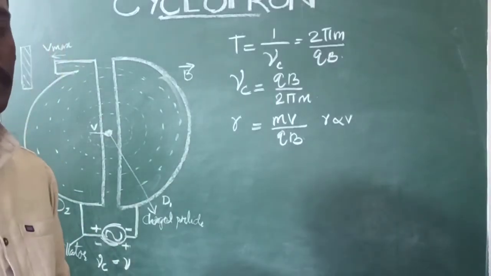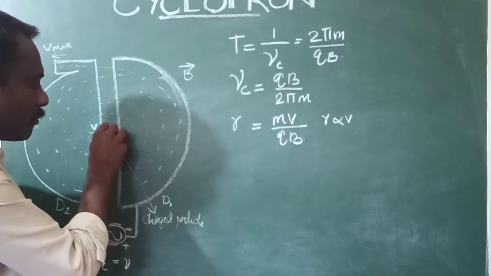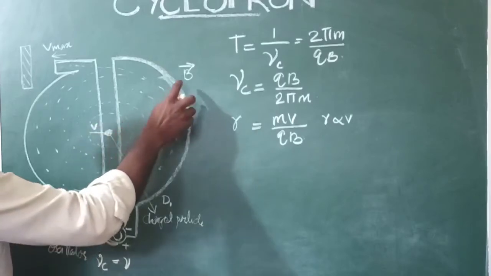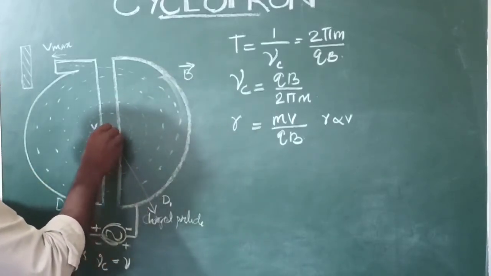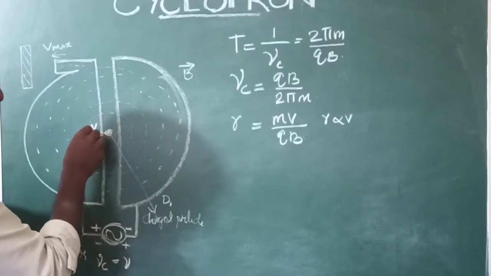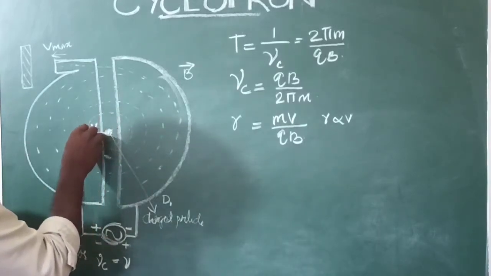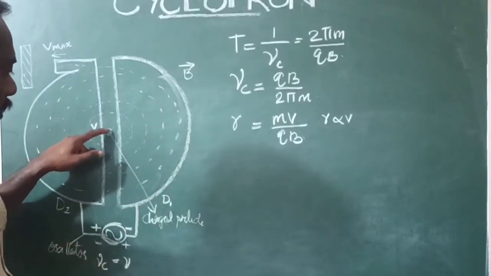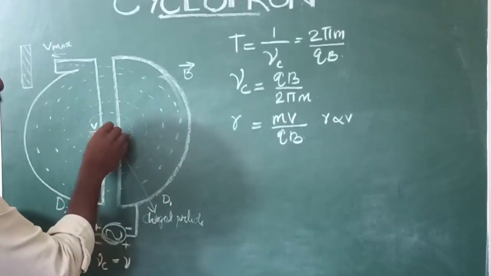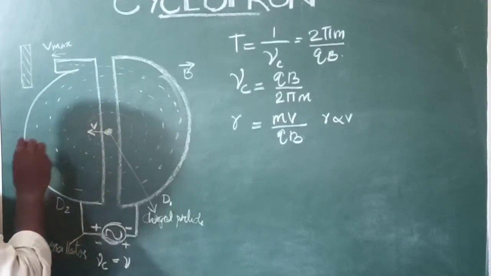Now the working of the cyclotron. As I said, the charged particle is kept in the middle of the cyclotron, and when this particle enters perpendicularly to the direction of the magnetic field, it follows a circular path and moves towards D2. When it is under the influence of the electric field produced by the oscillator, a force is exerted on the particle and it enters D2 with a speed v.